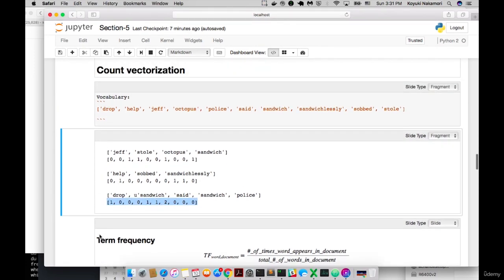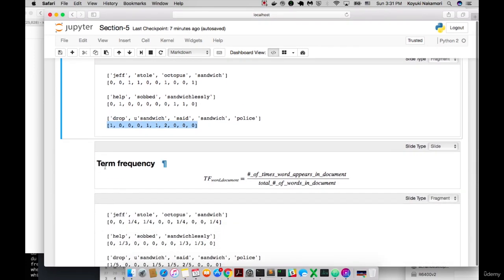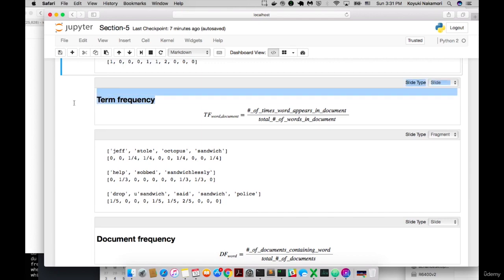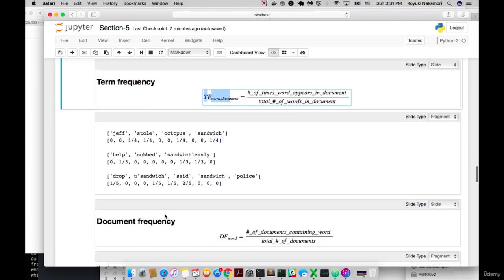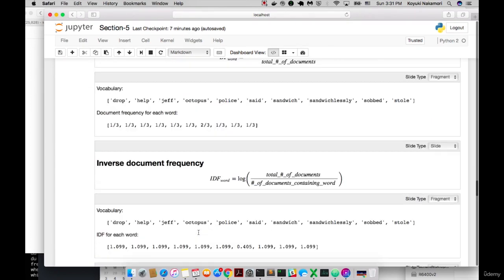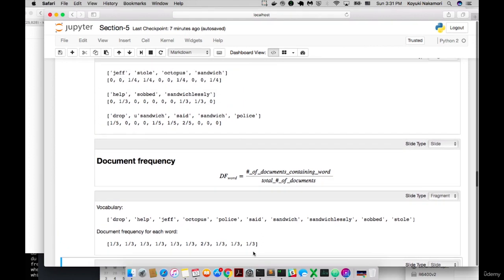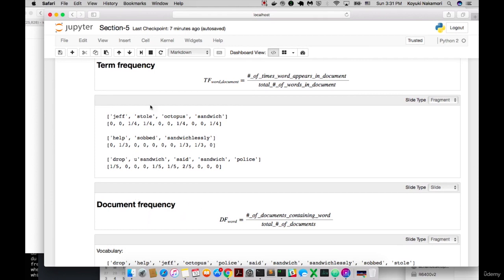That's one way of vectorizing things, and the other way is called TF-IDF. TF-IDF has two components. The first one is called term frequency, that's TF. And then IDF is inverse document frequency. The definition of TF is pretty straightforward: it's the number of times a word appears in a document over the total number of words in a document. It's just a frequency.